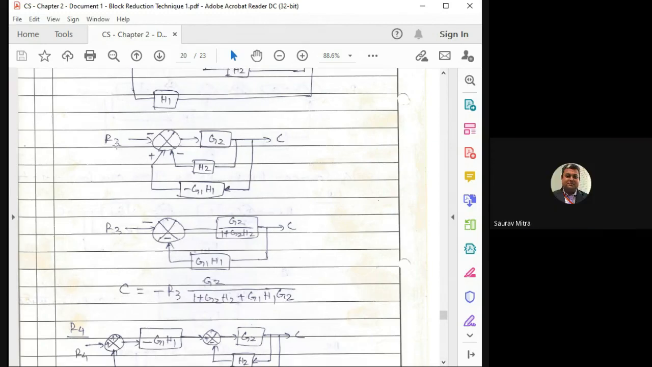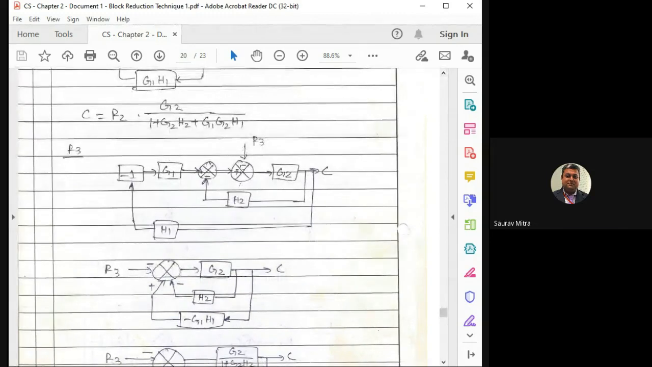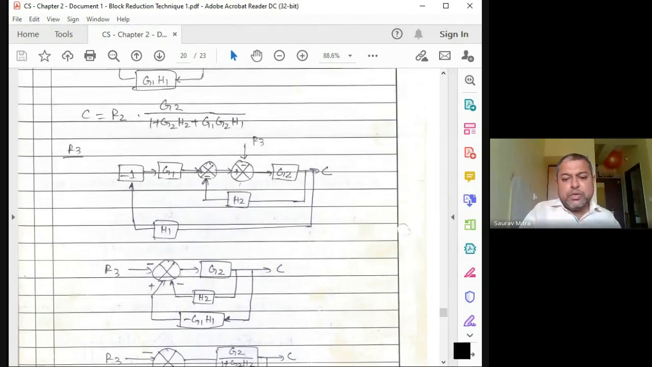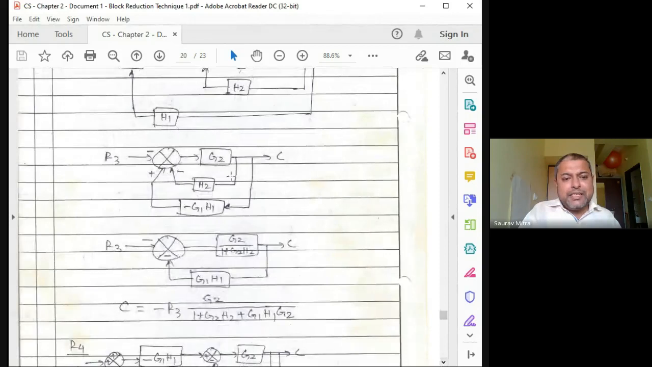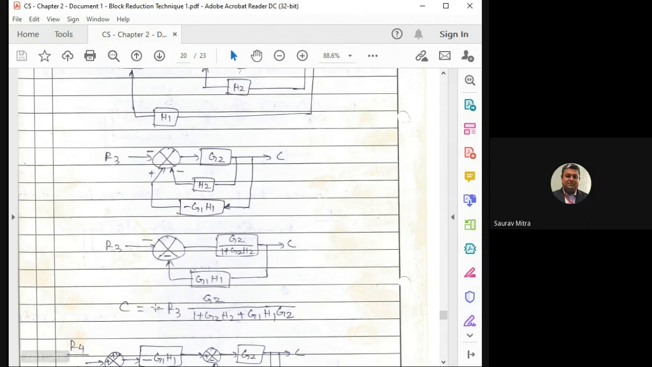But one problem is there. You're finding that R3 is negative, actually connected in the negative mode. Inside this, everything is positive, because this is a negative feedback and this is minus, and minus with a negative feedback means positive. So the denominator should be all positive, but R3 is actually multiplied with minus. So C is equal to minus R3 multiplied by this transfer function. The transfer function is all positive because everything is a negative feedback: G2 by 1 plus G2 H2, G1 H1 G2, everything is positive. But as R3 is negative, C is equal to minus R3.